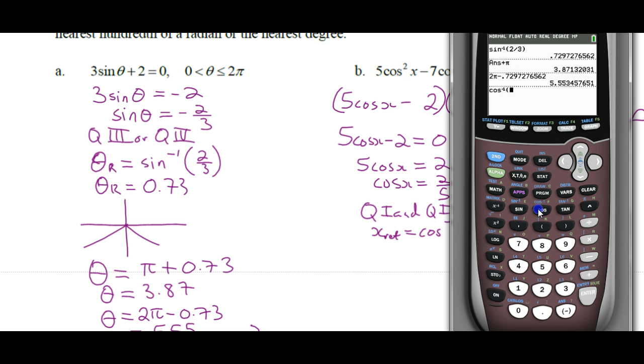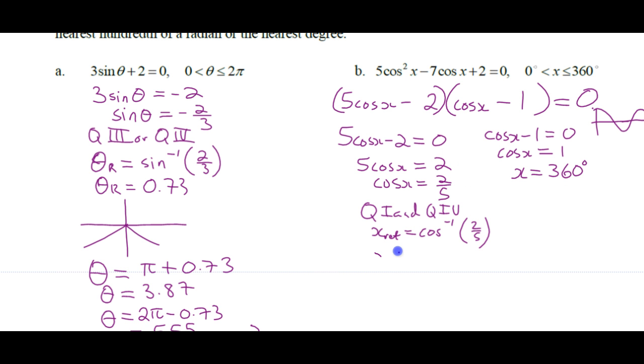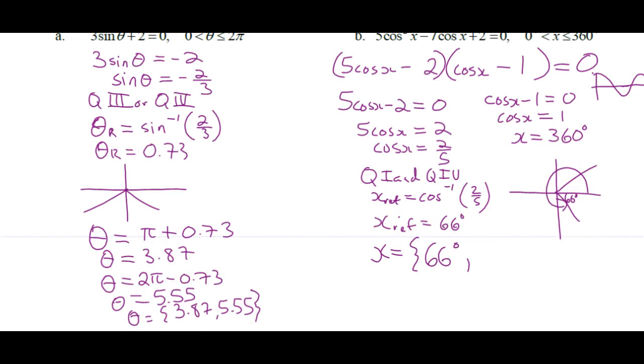So what are we doing? The cos inverse of 2/5. And we get 66.4 degrees, but we're just rounding to the nearest degree. So I need 66 degrees in quadrant 1, that's pretty easy, and in quadrant 4. Okay, so what's x? In quadrant 1, it's 66 degrees. Don't forget the degree symbol, otherwise you're writing radians, right? And you don't want to do that.